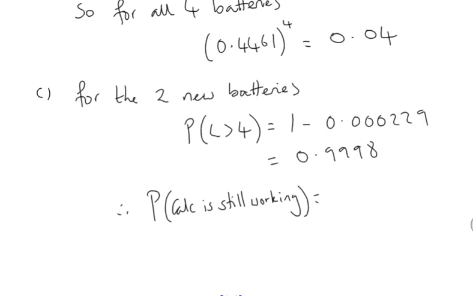So therefore, the probability that the calculator is still working is this: 0.9998 squared, because we want both of them to be working, multiplied by the previous answer, 0.4461 squared, because you've got 2 batteries of the old type. And that, if you calculate it, comes to 0.199 to 3 significant figures.